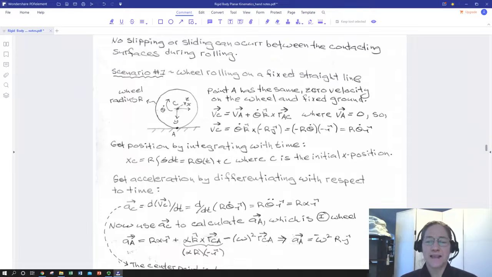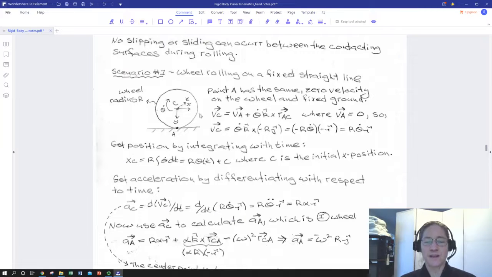So point A has the same zero velocity as the fixed reference. It is fixed, zero velocity. So we can use our general expression for the velocity of 2 points on a rigid body with respect to our fixed reference to get the velocity of the center point, or any other point, but let's start with the center point. So V center is going to be VA, the point we know, which is 0, plus the angular velocity of the wheel in the k-hat direction crossed into the radius vector from A, the point we know the velocity of, to C, the one we're determining.